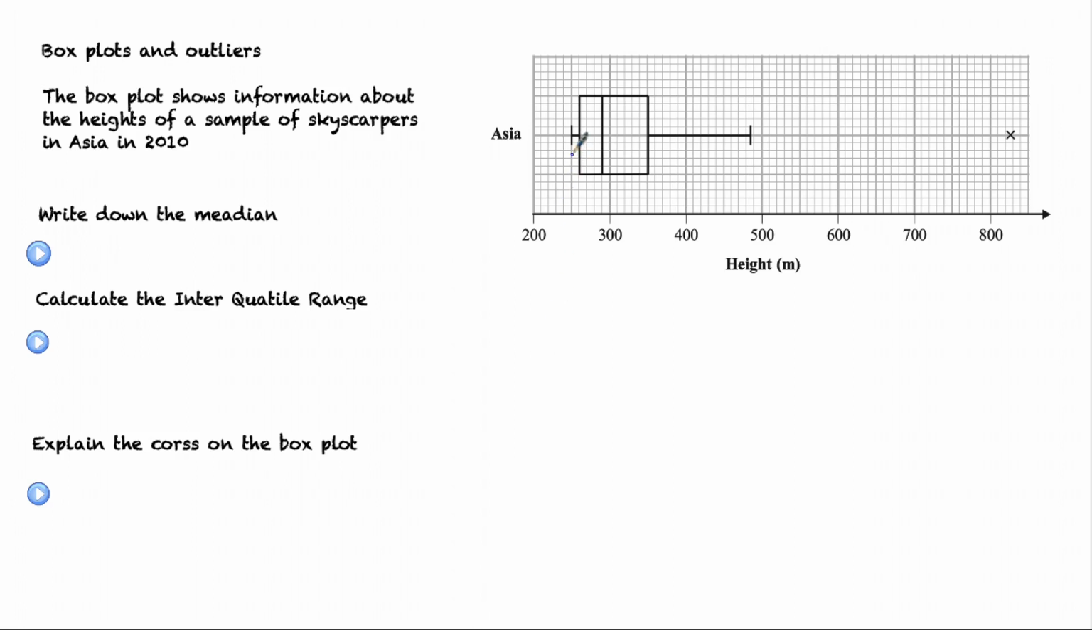It gives us 5 important measures for our data. It gives us the minimum. It gives us the lower quartile, also called Q1. It gives us the median, also called Q2. It gives us the upper quartile, also called Q3, and the maximum data.